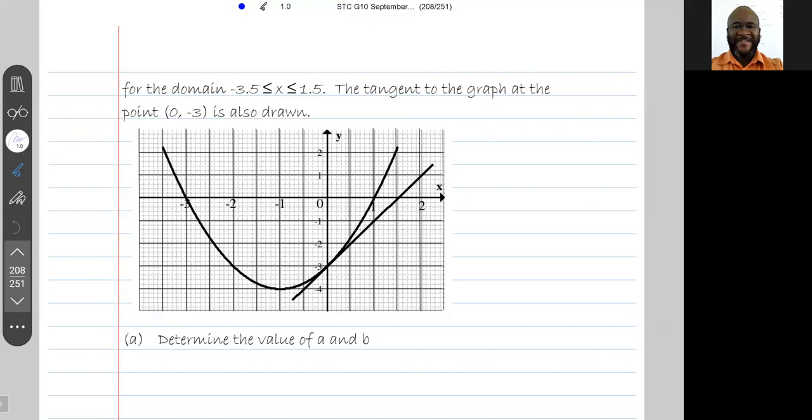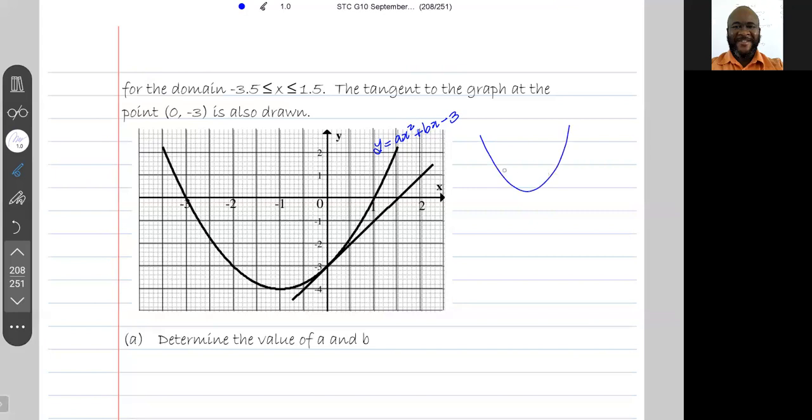Guys, the first thing we're asked to do is determine a and b. Remember, this curve is the graph y is equal to ax squared plus bx minus 3. We don't know what a is and we don't know what b is. To determine a and b, we're going to determine the actual equation, where instead of a we have a number, and instead of b we have a number. By determining the actual equation, we can then say what a is and what b is. Guys, this is the theory behind it.